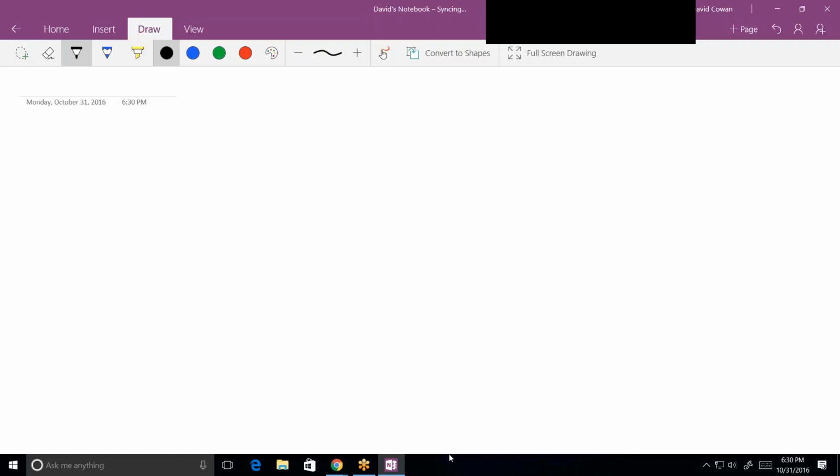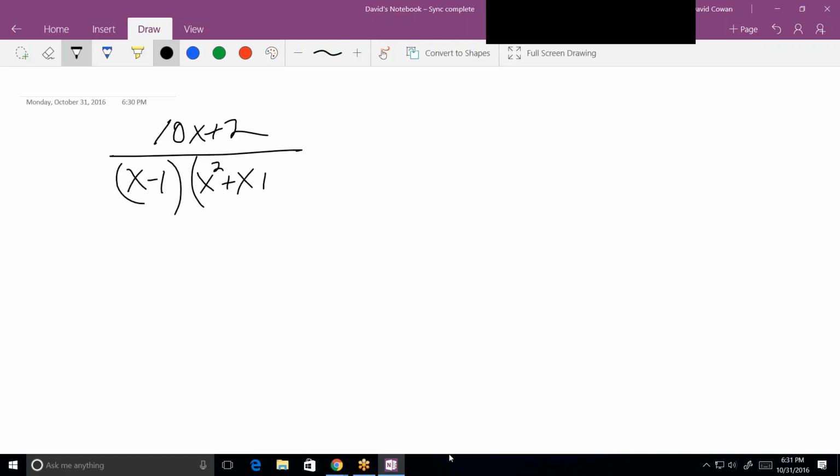Okay. This goes again to the partial fractions. So (10x plus 2) over (x minus 1) times (x squared plus x plus 1), which you'll notice is an irreducible quadratic. First of all, how do we know that's an irreducible quadratic? Because it does not factor, and it's plus and plus.